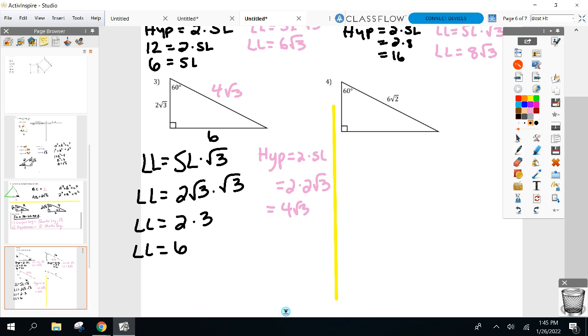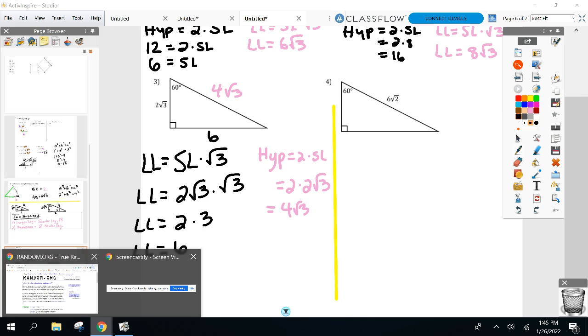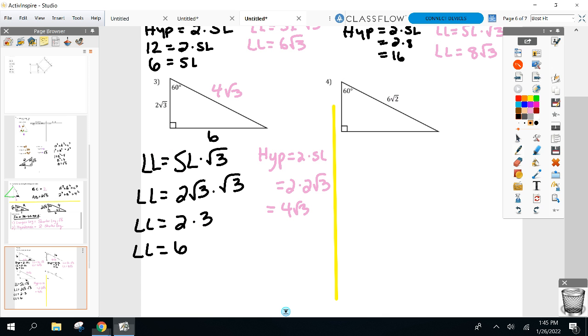Number 4, what did I give you? What's the 6 radical 2 referring to? Come on! 1, Meg. What's the 6 radical 2? Hypotenuse. So I'm like, oh, given the hypotenuse, I can write hypotenuse equals 2 times shorter leg. Uh-oh, we're in for it now. Ready? Hypotenuse, 6 radical 2 equals 2 times shorter leg. What do you want to do with the 2?